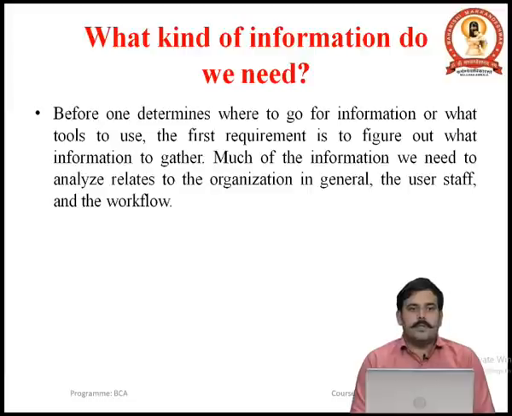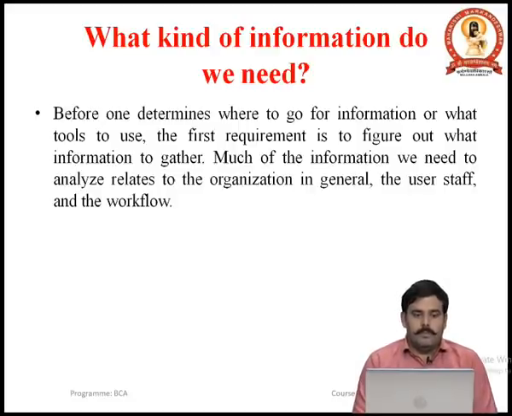Now, there is a question, what kind of information do we need? In an organization there may be different working entities which are working together. So, it is a question what type of information we need for the information gathering process to make some decision points for the system design. Before one determines where to go for information or what tool to use, the first requirement is to figure out what information to gather.